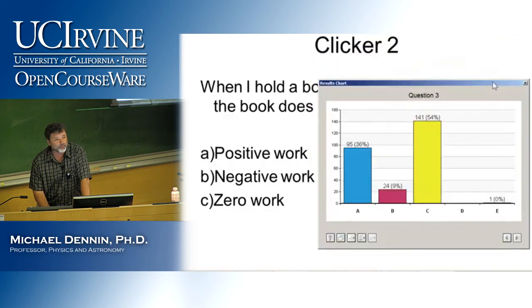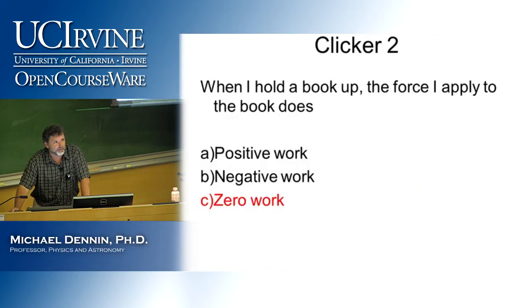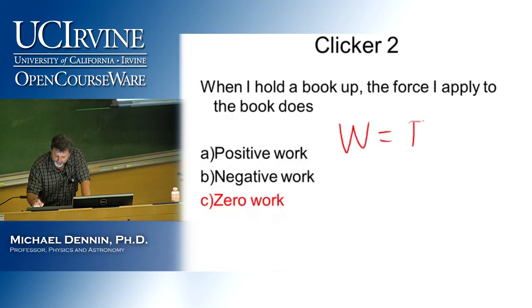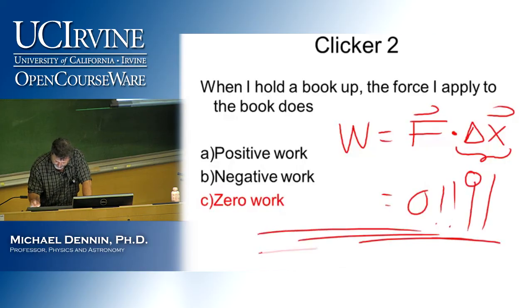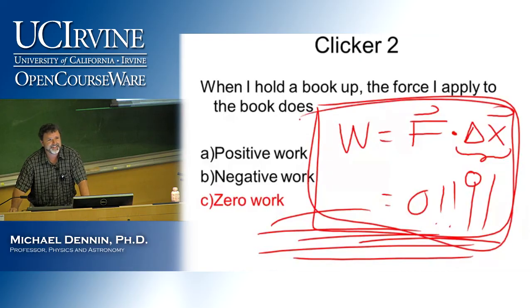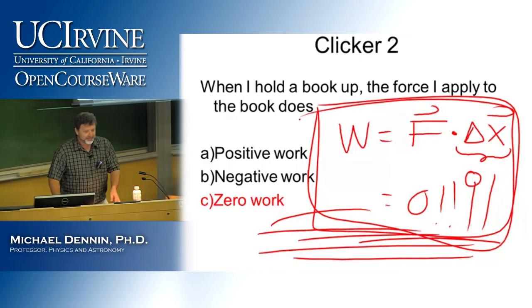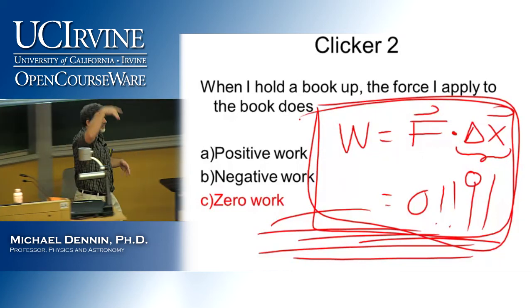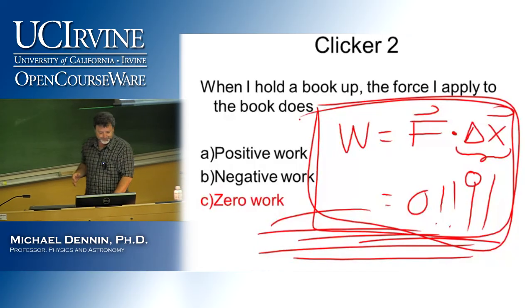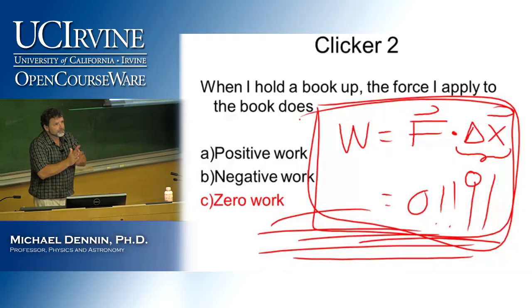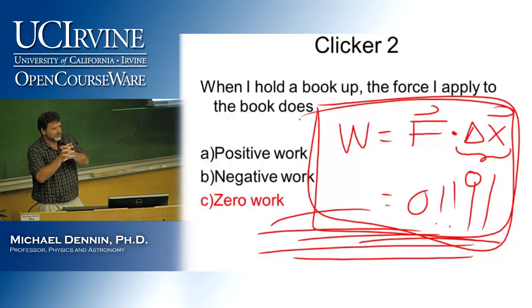So, 54% of you caught the trick. It is 0. Why is it 0, anyone? There's no change in position. Work equals force dot delta x. If this is 0, 0 times anything is 0. This might show up on a test. This is the acceleration at the top of your throat question for work, right? Work is 0 if there's no displacement. Any questions on that? We good? We awake now?